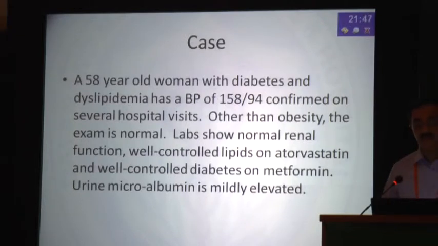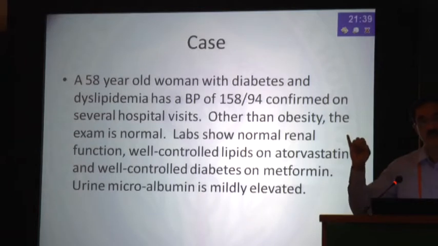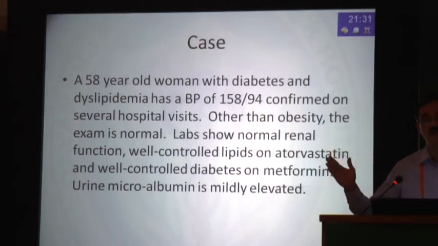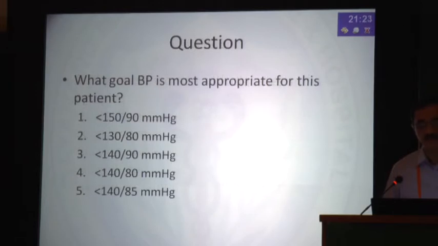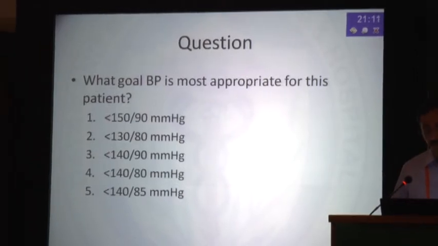Now, why I presented this scenario? Because it has all the ingredients which a physician needs to be aware of. The age of the individual, the race of the individual, the comorbidities, whether it's diabetic, there is involvement of the kidneys or not. So these are the parameters which should be in your mind before you set the goal which this patient should have. So the question would be, what would be the ideal goal of blood pressure in this patient? 150/90, 130/80, 140/90, 140/80, 140/89.